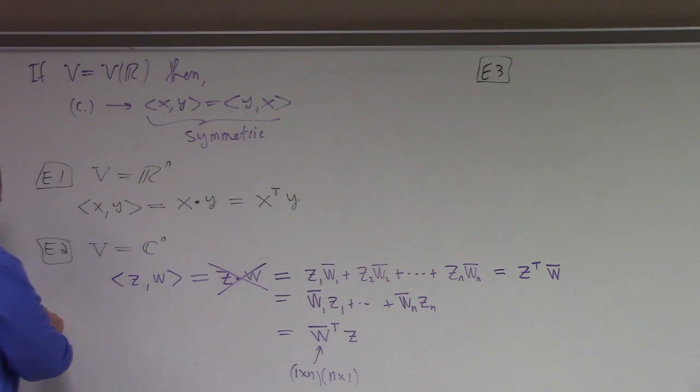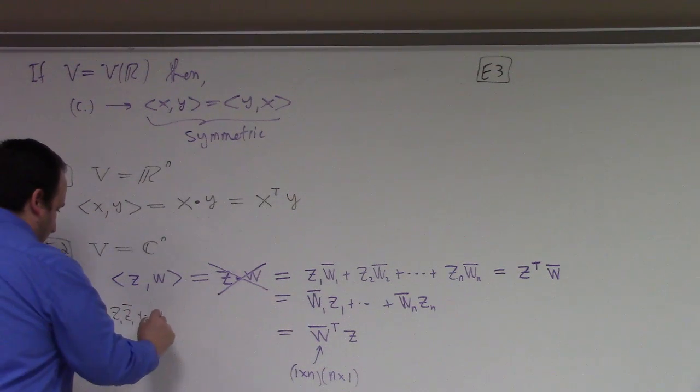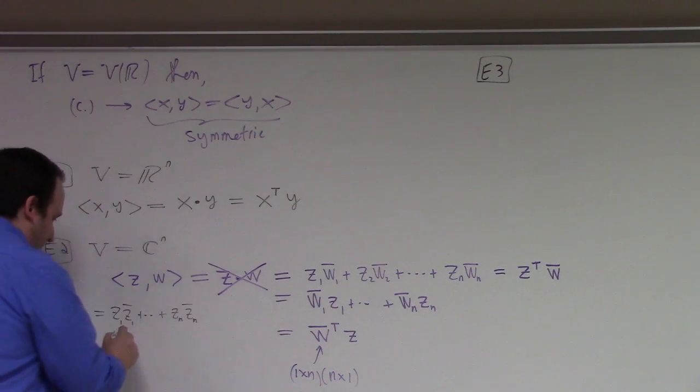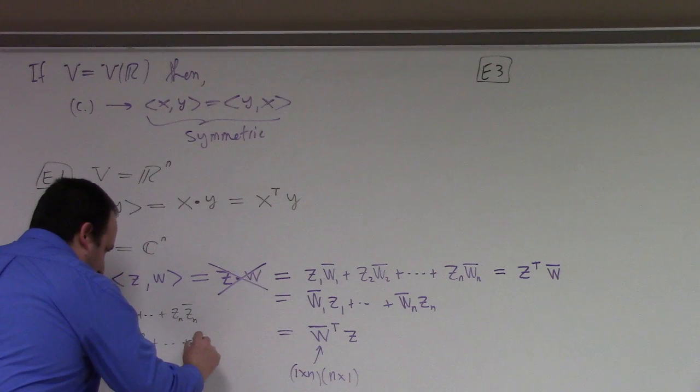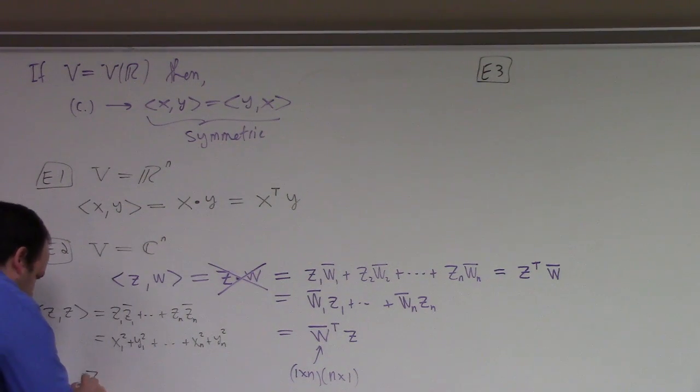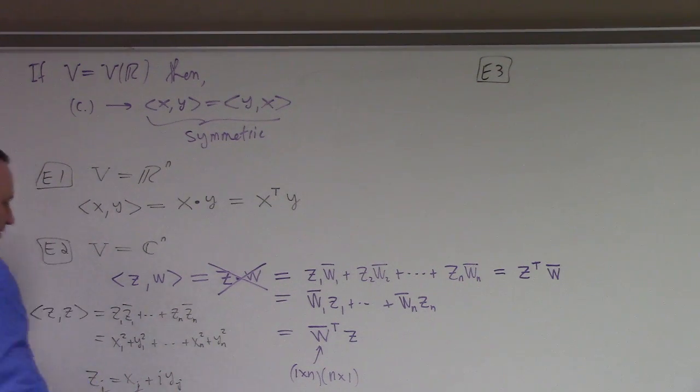Right. If we look at Z conjugate Z, we've got Z1 conjugate Z1 plus up to Zn conjugate Zn, which would be x1 squared plus y1 squared plus and so on plus xn squared plus yn squared, if we let zi be xi plus j yi. So that's the modulus squared of the first component plus the modulus squared of the second component plus and so on plus the modulus squared of the nth component. So it's the sum of squares of real numbers. Of course it satisfies this. And the only way it can be 0 is if every component is 0.